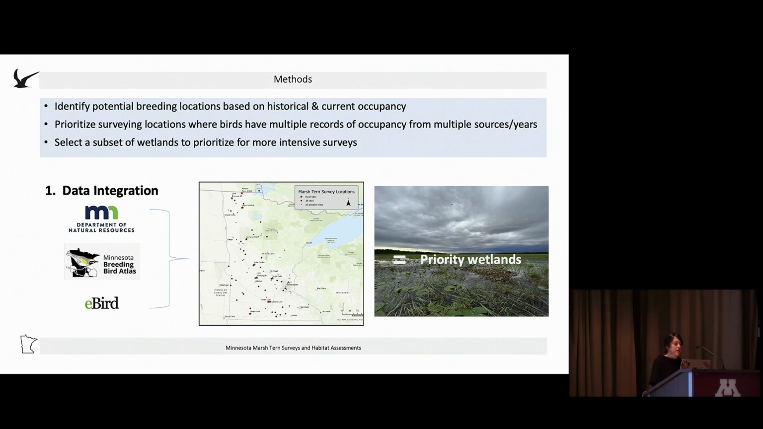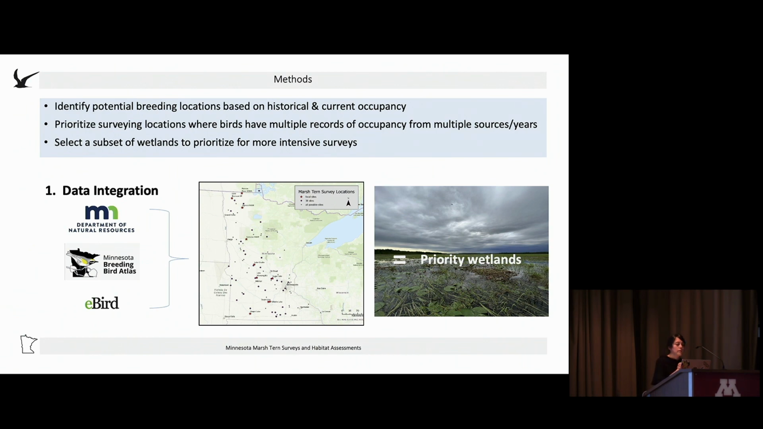So what we did, we integrated the data that was available to look again at historical and current occupancy. Of course, those terms are really vague, what that means if a site is historically active or not. And so what we did was we used the Minnesota Breeding Bird Atlas, which occurred in 2012, as the current breeding, and anything prior to that would be considered historical.